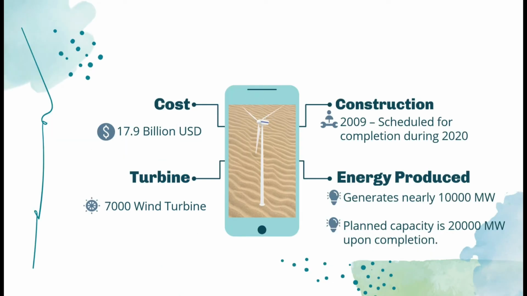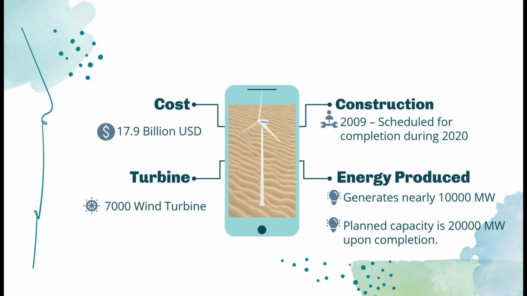Here is some of the information on Gansu Wind Farm. The cost for this wind farm is $17.9 billion. The construction of the wind farm started in 2009 and is scheduled for completion during 2020. It has 7,000 wind turbines installed across the Jiuquan, Inner Mongolia, Hebei, Xinjiang, Jiangsu, and Shandong provinces of Gansu, China.